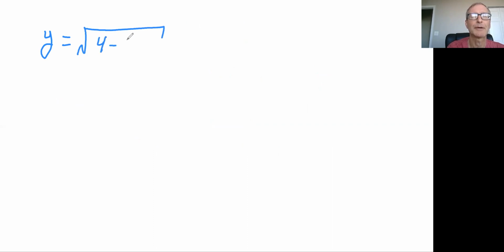So let's do a couple more. Say you had this equation, y equals the square root of 4 minus 3x. So now you say to yourself, okay, what do I do with regards to the square root? Well, you know that you can't take the square root of a negative number, but you can take the square root of any positive number. Remember, square root of 0 is also 0, so that's okay as well.